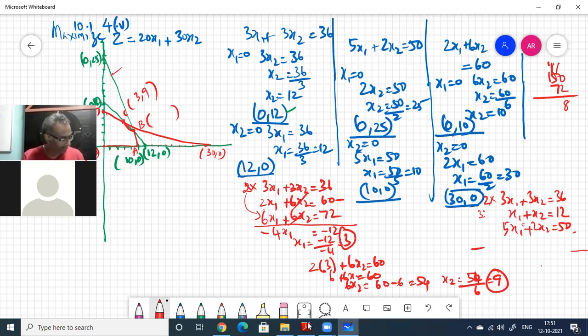Now what you should do, multiply this by 2. Okay, then 2x1 plus 2x2 is equal to 24 you will get. Now you subtract, this will get cancelled. This becomes 26. 5 minus 2 becomes 3x1 is equal to 26.